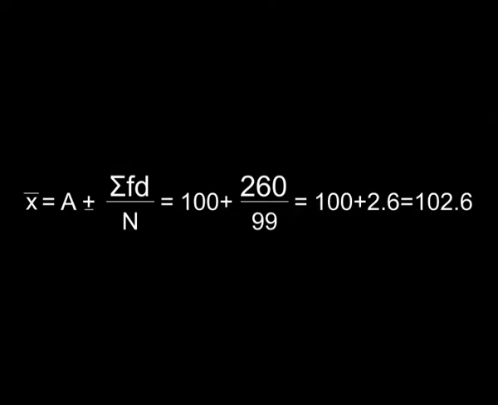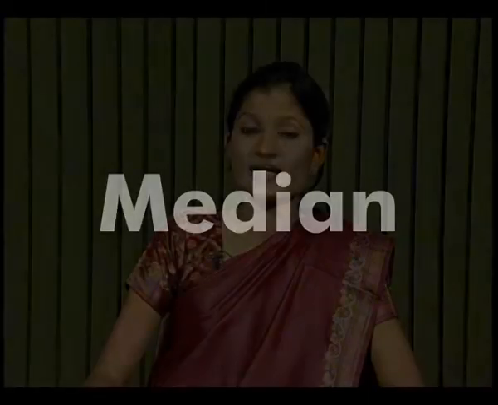X bar equals a plus or minus sigma of fd divided by n equals 100 plus 260 divided by 99 equals 100 plus 2.6, which equals 102.6. Median. It is a positional average. It is expressed using symbol M.